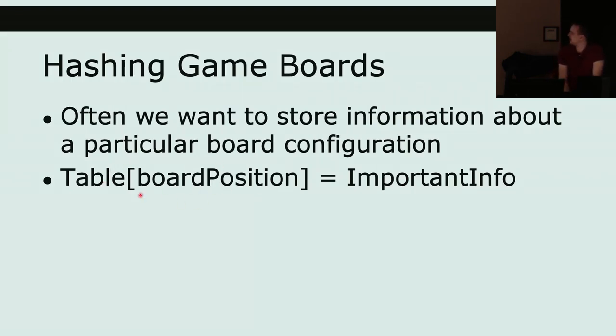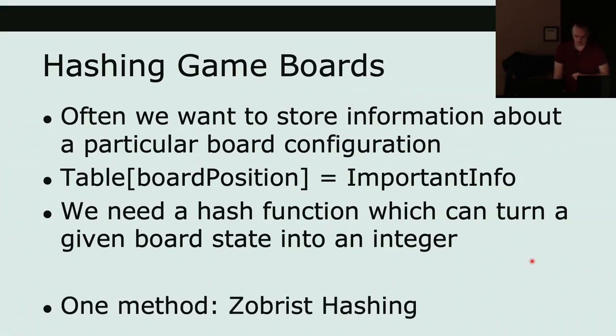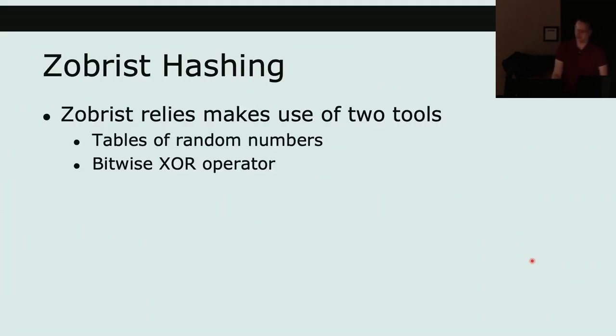But we do need to have some sort of integer associated with that board. And so we need a hash function which can turn a given game state into an integer, which can be very, very difficult. One method for doing that is called Zobrist hashing. Zobrist hashing is going to make use of two big tools. One is a big table of random numbers. Random numbers are nice for some things. And then a bitwise XOR operator.